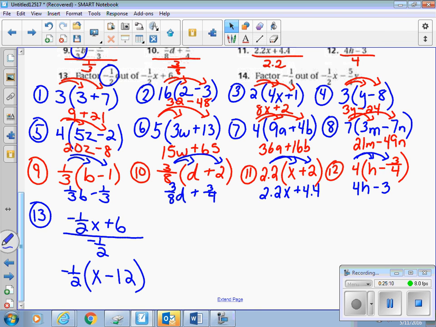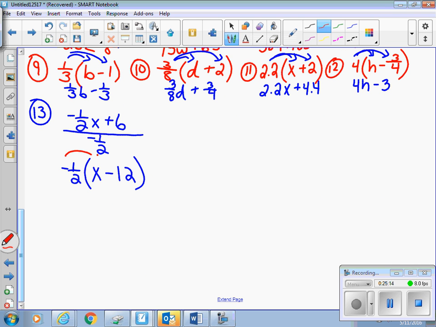There's my two factors. Then I want you to distribute to check. Negative 1/2 times x is negative 1/2 x. Negative 1/2 times a negative 12 would be a positive 6, which takes us back to the original expression.